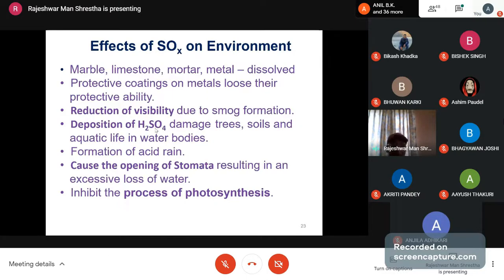And due to smoke formation, SO2 gas also forms smog. Smog means smoke and fog, and that will reduce visibility on the road. And deposition of sulfuric acid damages trees, soil, and aquatic life in water bodies.